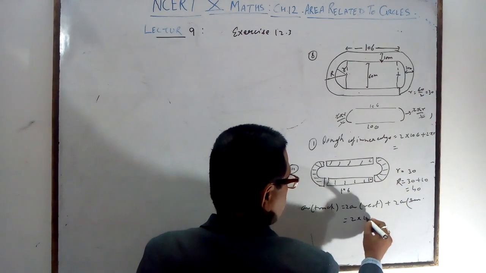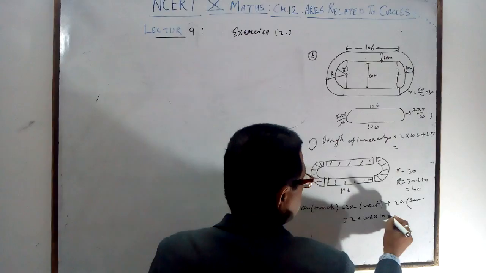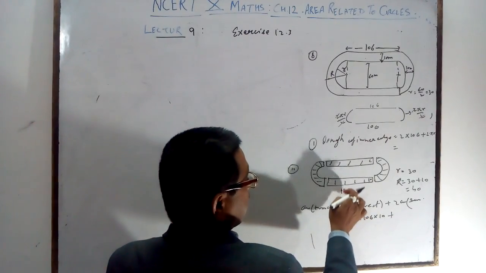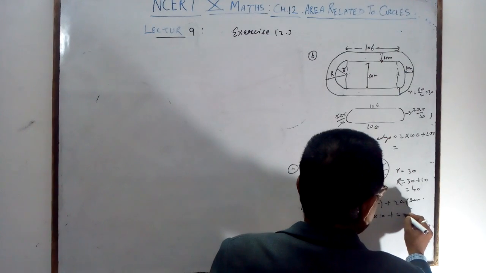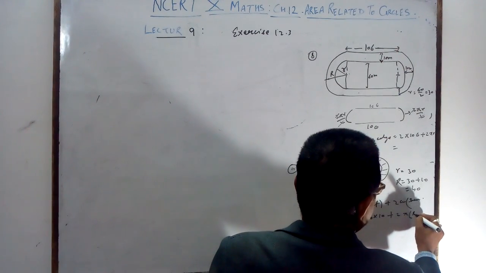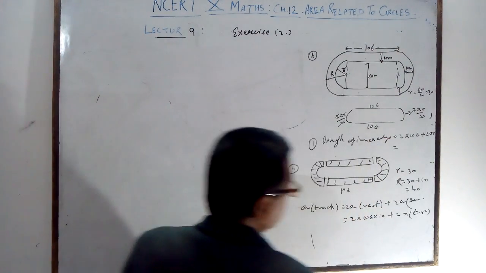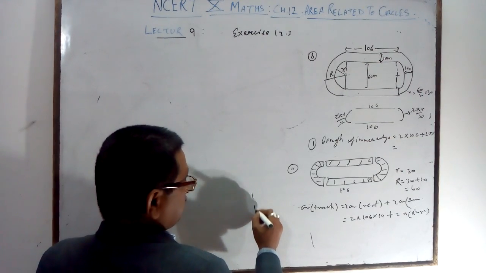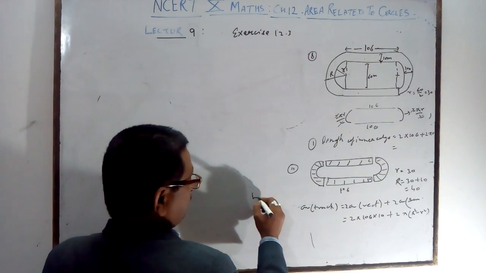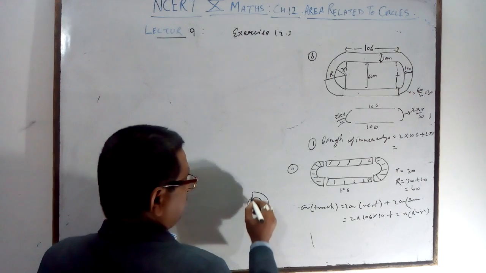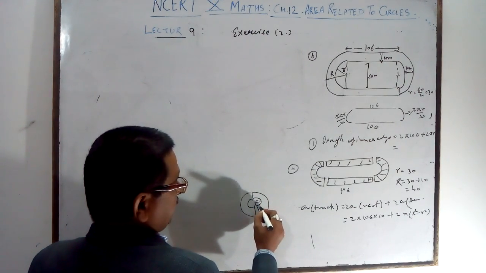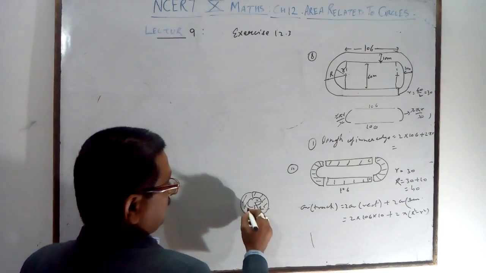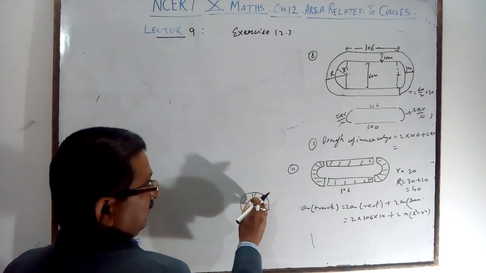2 into 106 into 10 plus this 106 into 10. Pi capital R square, 2 pi (capital R square minus small r square). Why? Because you get one part here and one part here. What will you get? It is the small r, it is the capital R. You want to find out two sides, so outer circle minus inner circle.